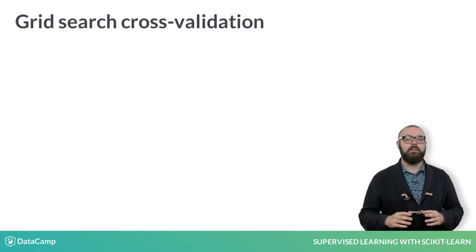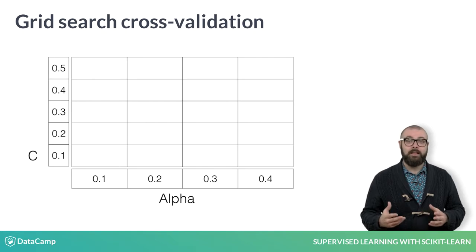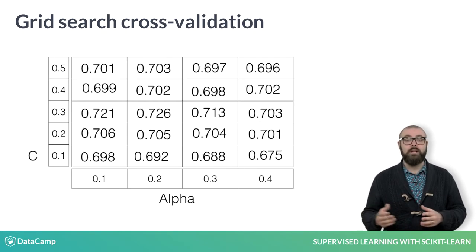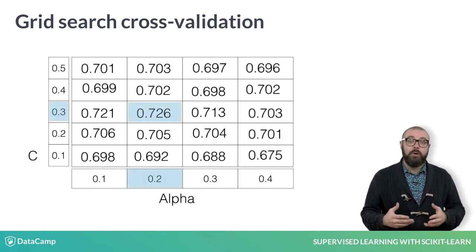The basic idea is as follows. We choose a grid of possible values we want to try for the hyperparameter or hyperparameters. For example, if we had two hyperparameters, C and alpha, the grid of values to test could look like this. We then perform k-fold cross-validation for each point in the grid, that is, for each choice of hyperparameter or combination of hyperparameters. We then choose for our model the choice of hyperparameters that perform the best. This is called a grid search, and in scikit-learn, we implement it using the class GridSearchCV.